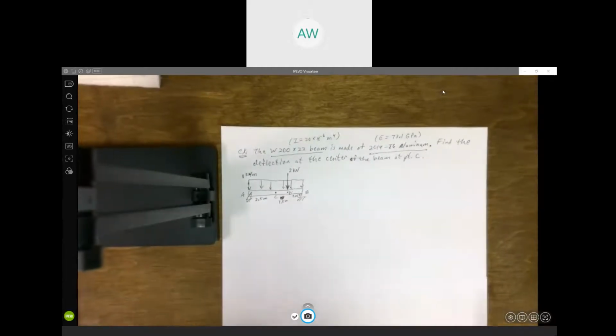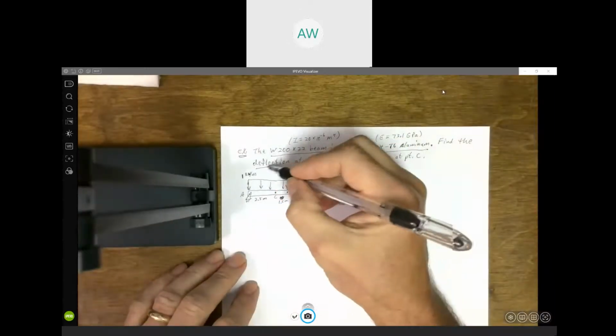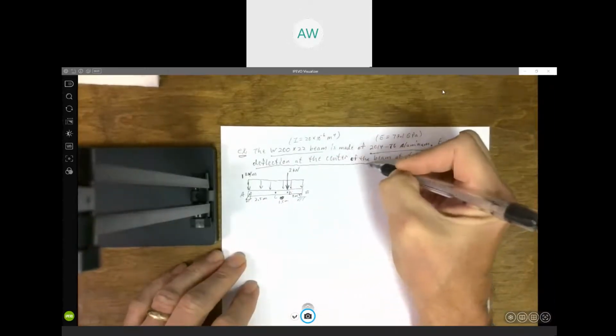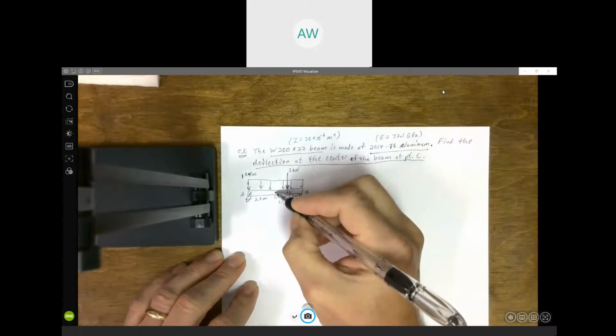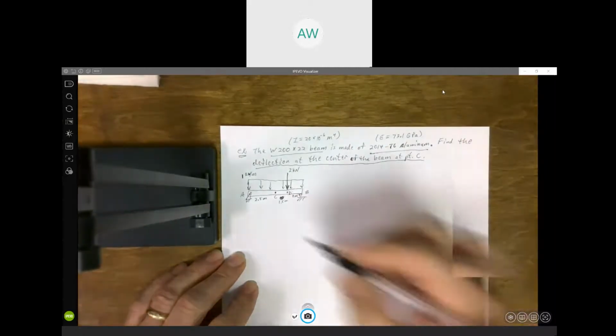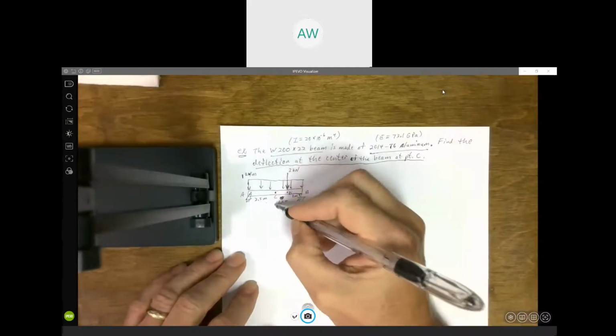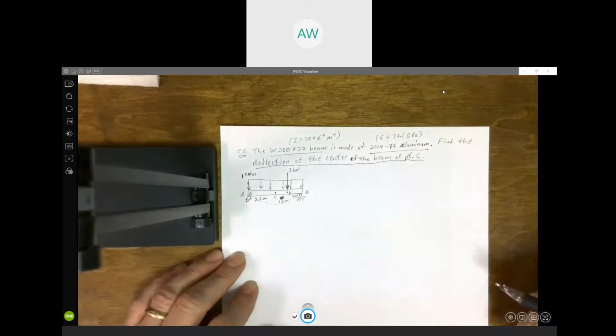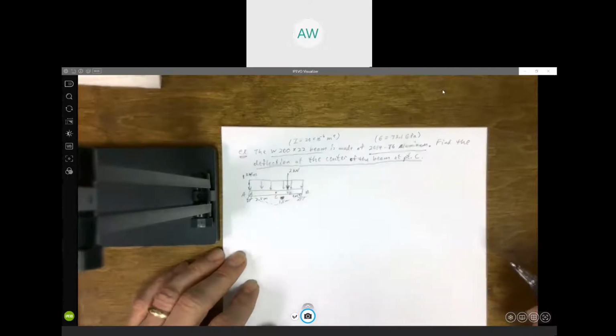And we're asked to find what is the deflection at the center. So how far does point C move down? Right, this thing's gonna bend, and it's gonna bend down. So we want to know how far is the center of that beam gonna move down.